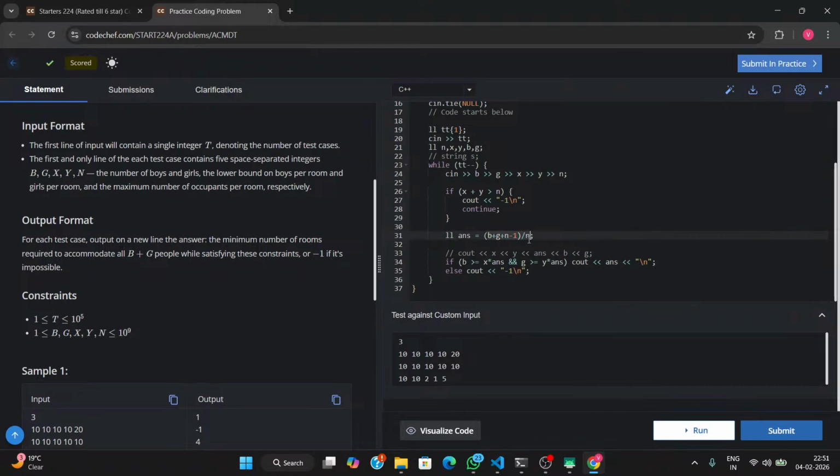So this is the answer. And for the answer to be possible, we need to make sure of this condition: b should be greater than or equal to x into answer. What is x into answer? X into answer was the minimum number of boys required. Since in every room that is stored in answer, there should be at least X boys in it, and similarly here also, for every room there should be at least Y girls in it. So if these two conditions hold, then the answer is possible. Otherwise, the answer is -1.